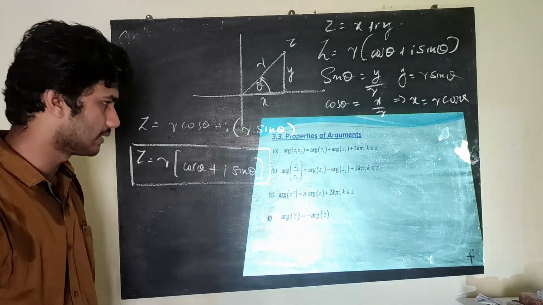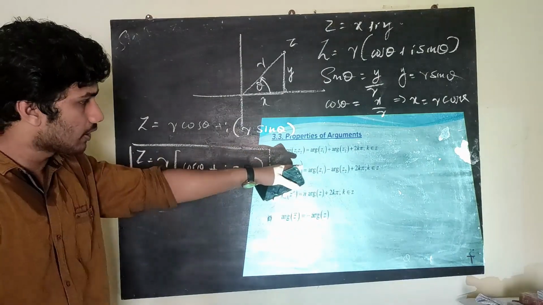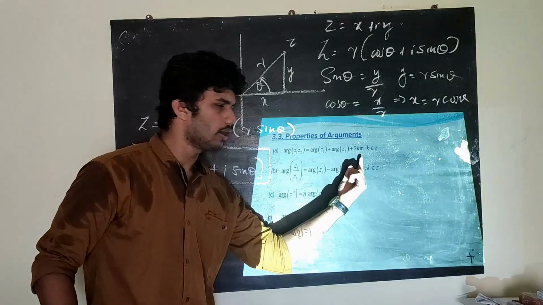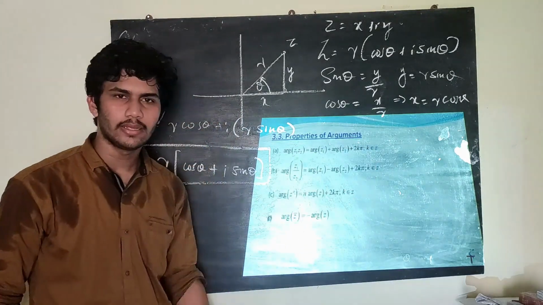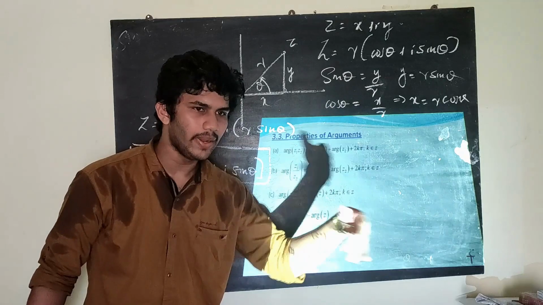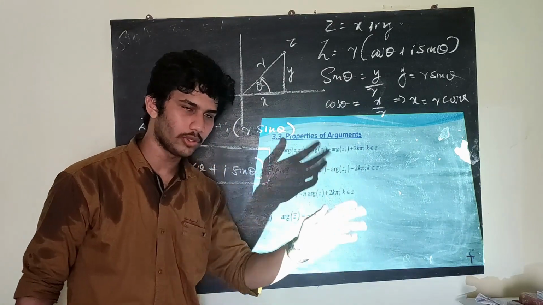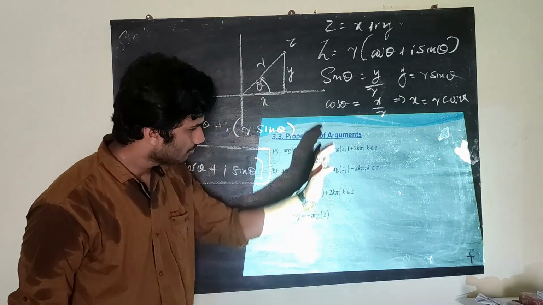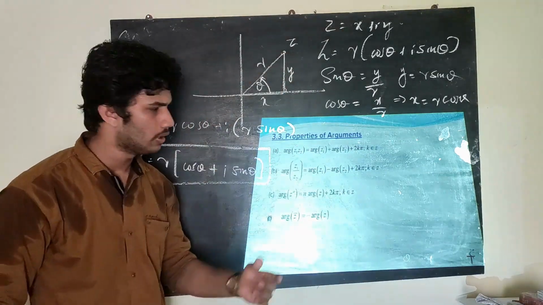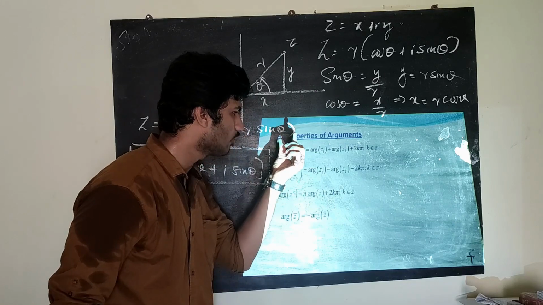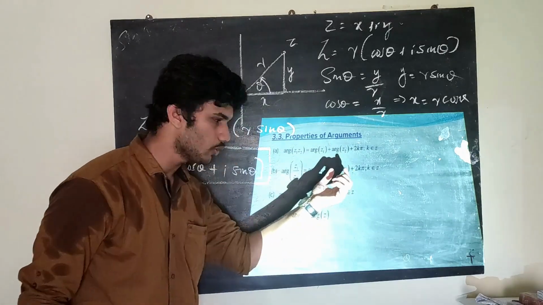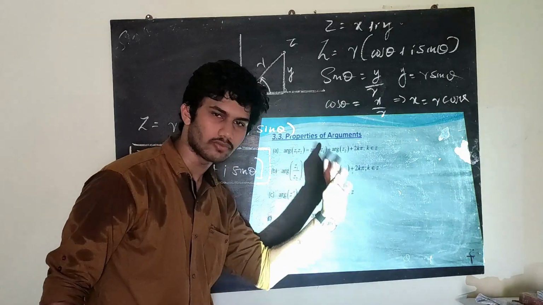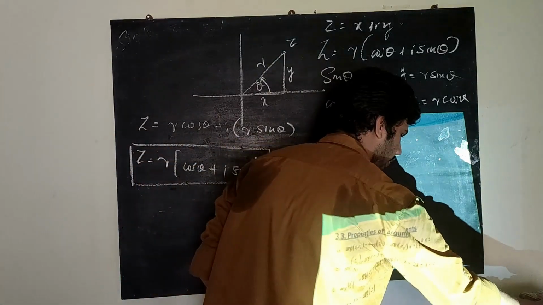Now let us discuss this. Argument of z1 z2 is equal to argument of z1 plus argument of z2. Don't worry about this 2k pi. It's just, as I said, it repeats after every 2 pi. So k can take an integer value and it can repeat after every 2 pi. So don't look at that now. Just look at argument of z1 z2 is equal to argument of z1 plus argument of z2. Argument of z1 by z2 is equal to argument of z1 minus argument of z2. Let's prove that very quickly.